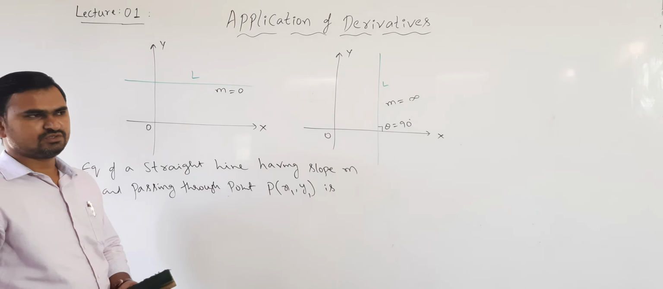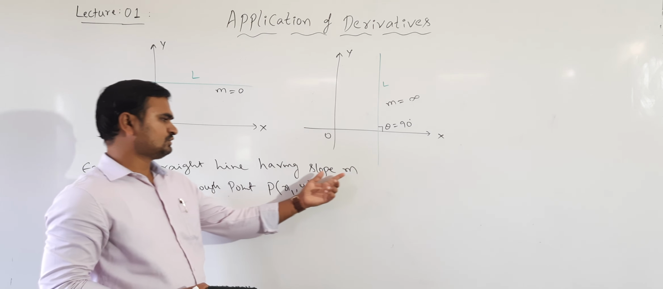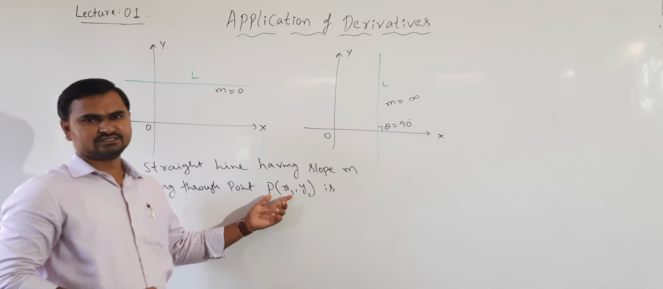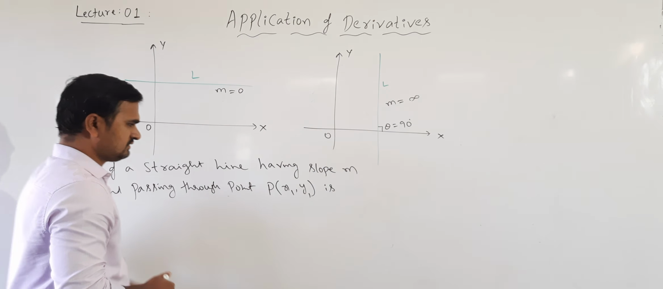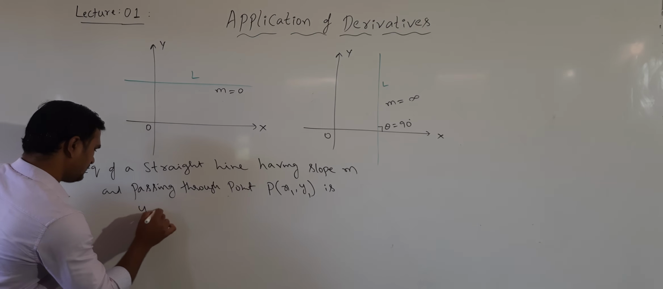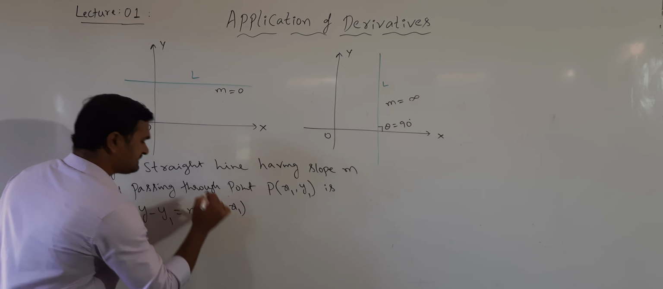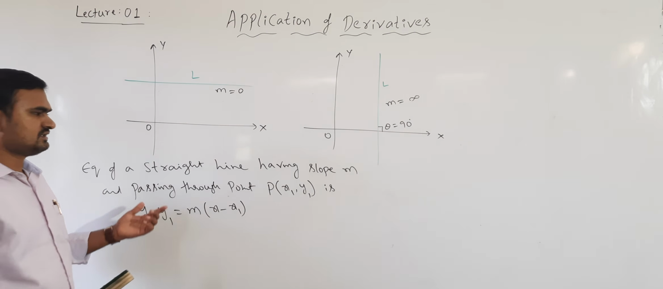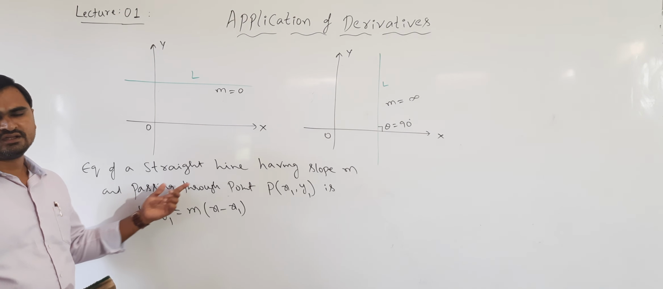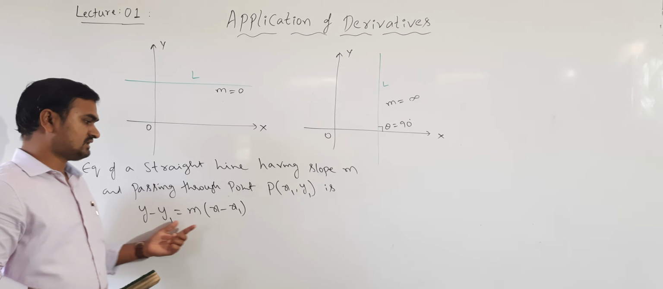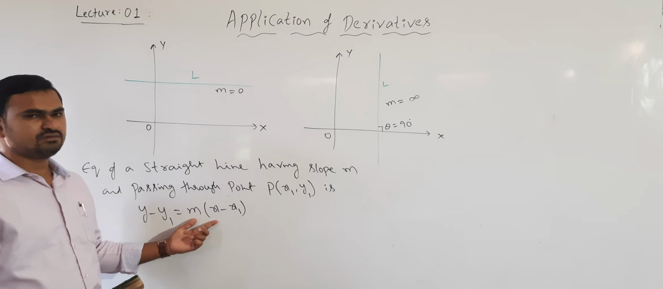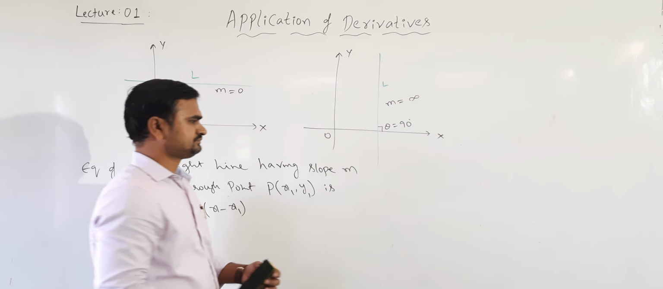In first year we studied about a line having slope m and passing through a point. It is the slope-point form. What is the equation of the line? y minus y1 equals m into x minus x1. So the equation of a line passing through a point and having slope m is y minus y1 equals m into x minus x1.